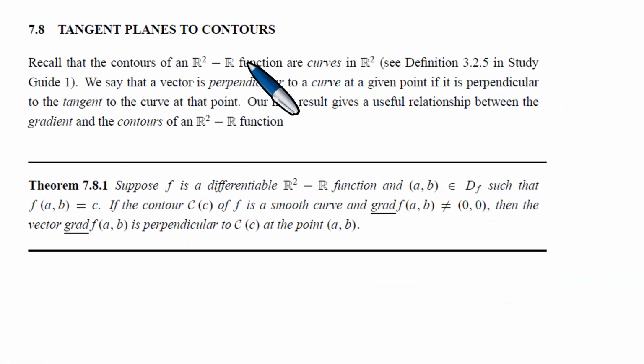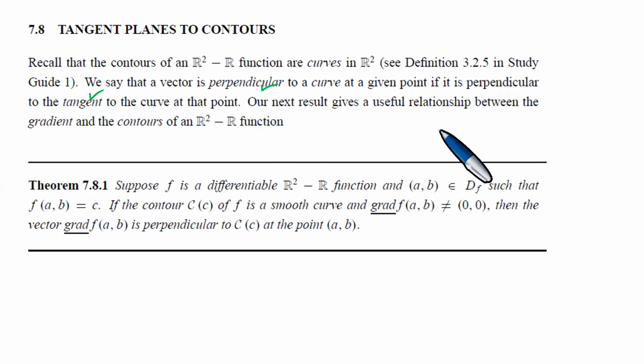Tangent planes to contours. Recall that the contours of an R2 to R function are curves in R2. See definition 3.5 in the study guide 1. We say that a vector is perpendicular to a curve. This is very important. A vector is perpendicular to a curve at a given point if it is perpendicular to the tangent to the curve at that point. So when is a vector perpendicular to a curve? When it is perpendicular to the tangent to the curve at that point.